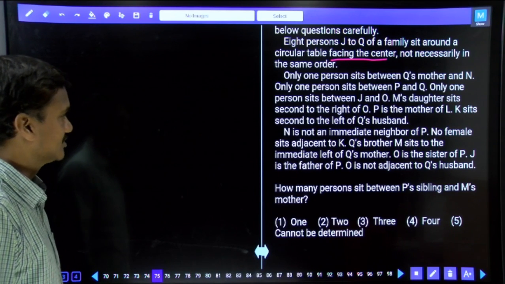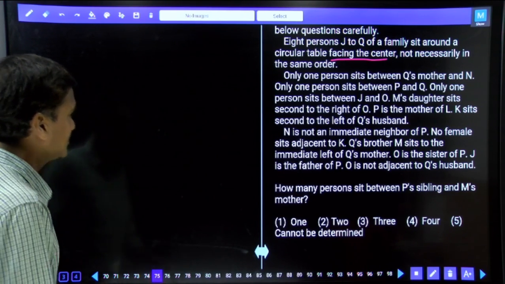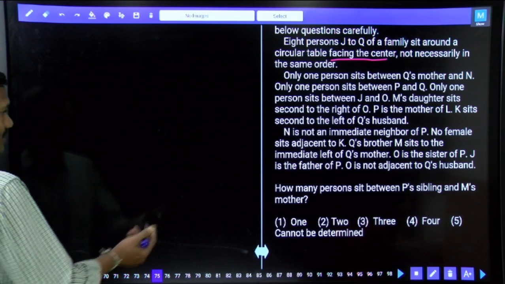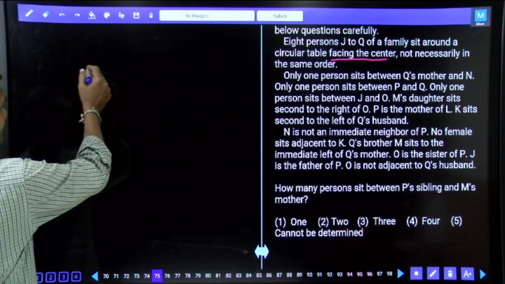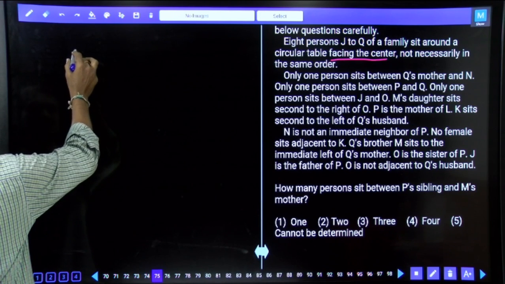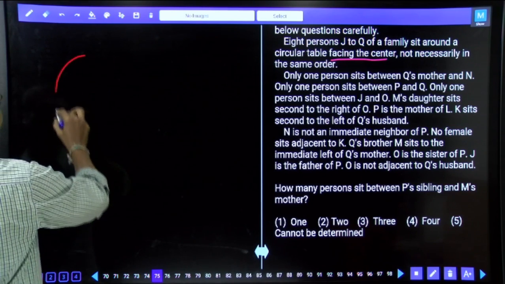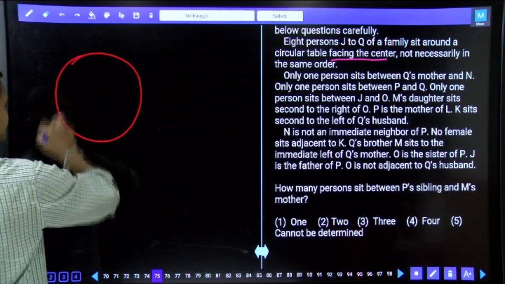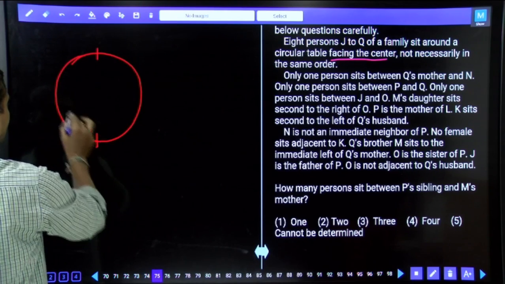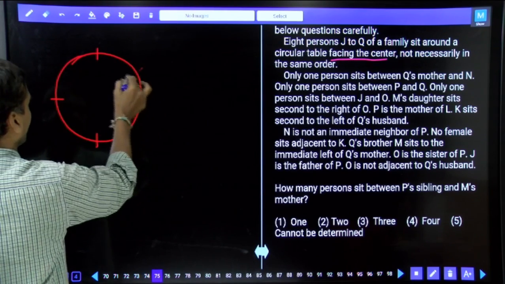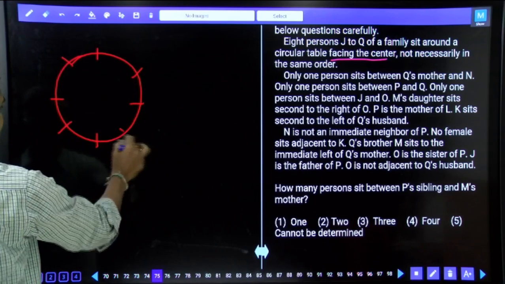Okay? Now it is based on what? Circular arrangement along with your family tree. Now how many persons were there? 8 persons were there, isn't it? As 8 persons were there, these 8 persons were seated around a circular table, 1, 2, 3, 4, 5, 6, 7, 8, isn't it?